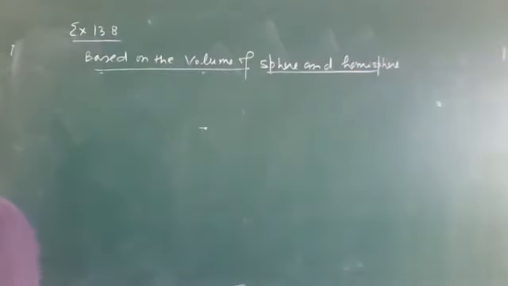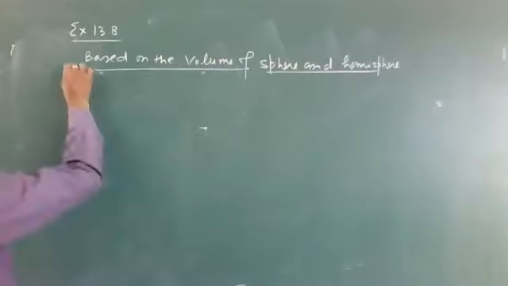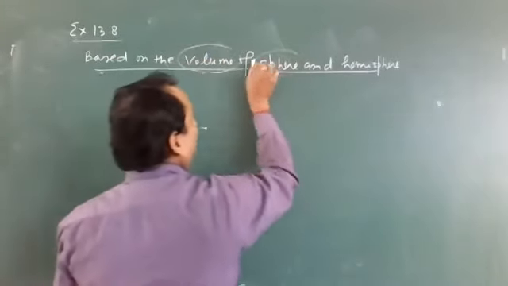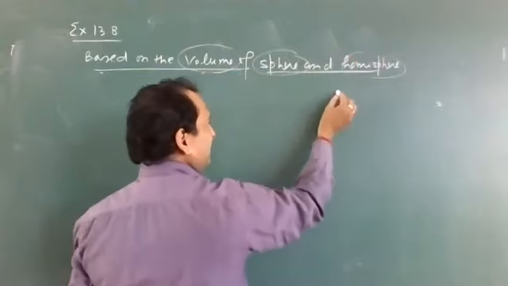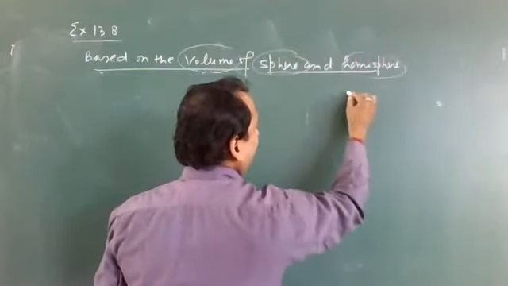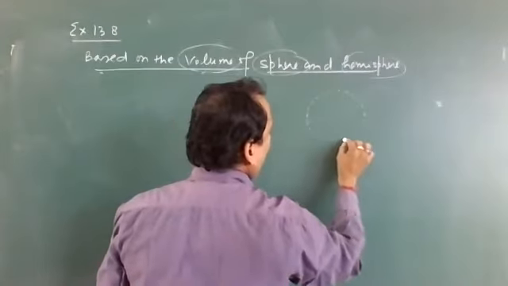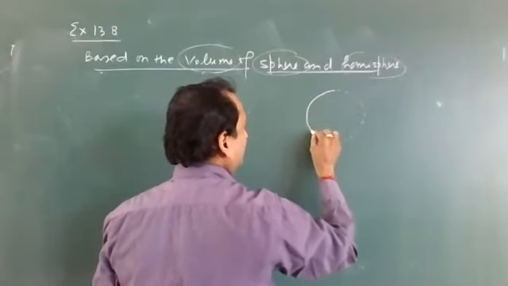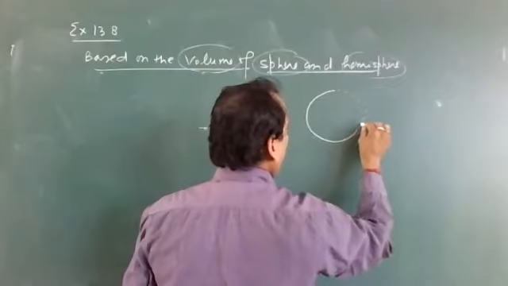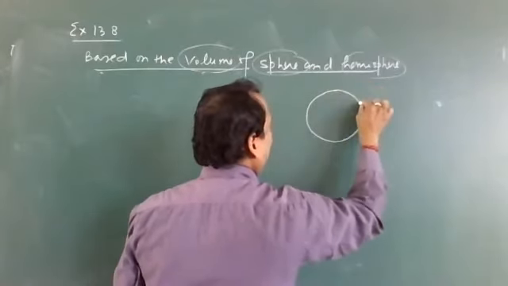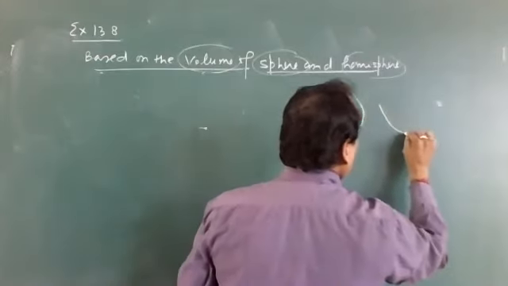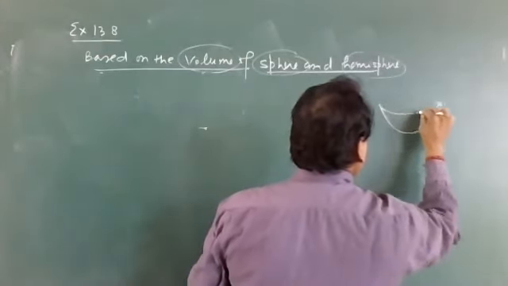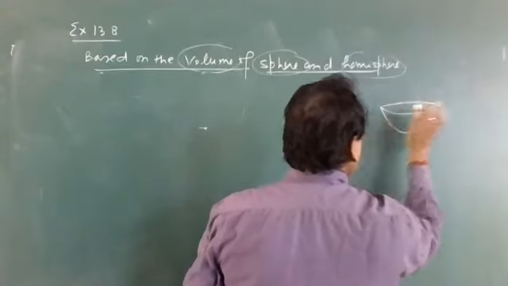This exercise is based on the volume of sphere and hemisphere. So we have a sphere of this one, and the hemisphere of this. This is the hemisphere.